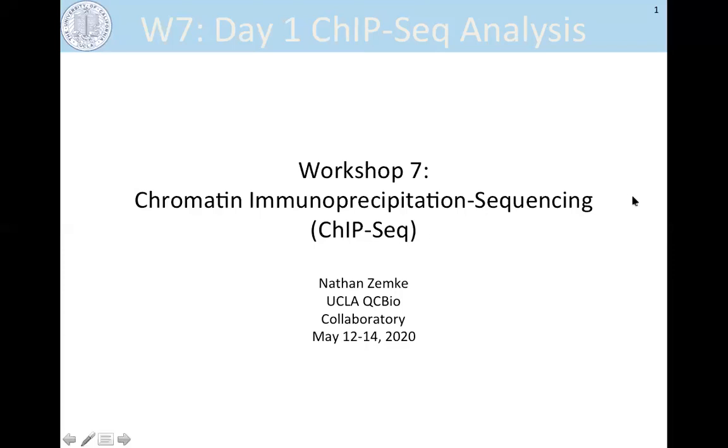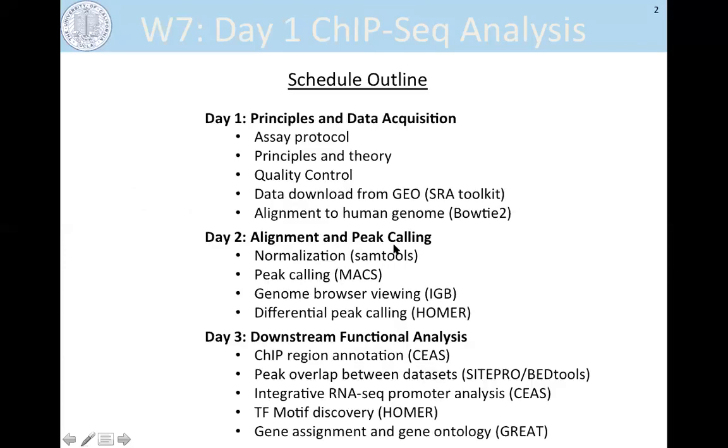All right, so if you're in the right place, this should look familiar. This is workshop 7, ChIP-Seq. So the outline for the workshop is on today, day 1. We're going to mostly talk about principles and how to acquire data. We'll talk about some background, such as the assay protocol, principles and the theory, some quality control metrics you can use. We're going to download data from GEO using the SRA toolkit. And then we're going to end after we do alignment to the human genome using the Bowtie 2 sequence aligner program.